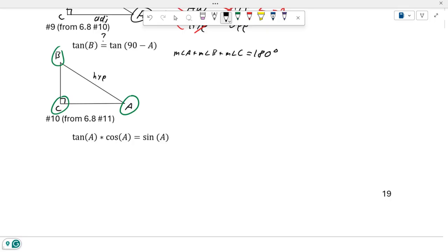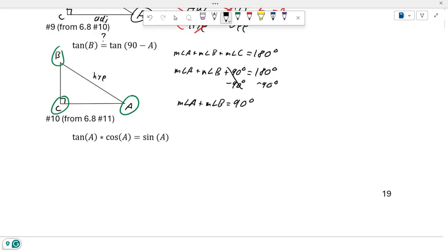Well, we don't know the measure of angle A, we don't know the measure of angle B, but we do know the measure of angle C. Angle C is a right angle. So measure of angle A plus measure of angle B plus 90 degrees, because that's the measure of angle C, equals 180 degrees. Let's get our constants on one side of the equal sign. So that tells me now that the measure of angle A plus the measure of angle B sums to 90 degrees.